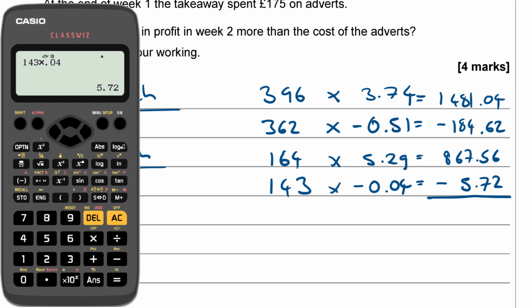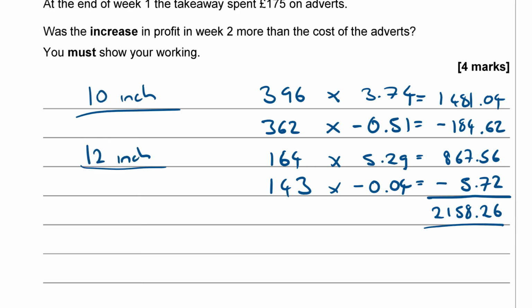So the profits, or the positive values, are 1481.04 plus 867.56. So add the positive ones together first, and then I'm going to take away the losses. So 184.62 and £5.72. So I make that a grand total of £2,158.26. Okay, so that was our profit in week 2. So this is week 2.